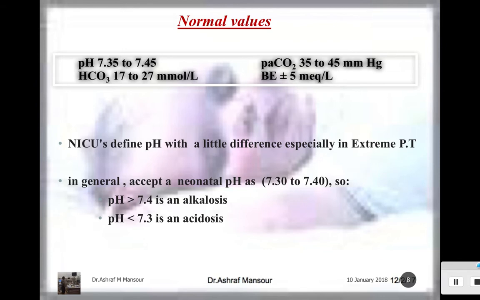And you can find differences in the ICU according to their guidelines. They define the pH with a little difference, especially in extreme preterm babies, especially when permissive hypercapnia is considered. So we can consider 7.2 in extremely low birth weight as normal, with a little higher level of CO2. But in general, we will consider a pH above 7.45 as alkalosis and a pH less than 7.35 as acidosis.